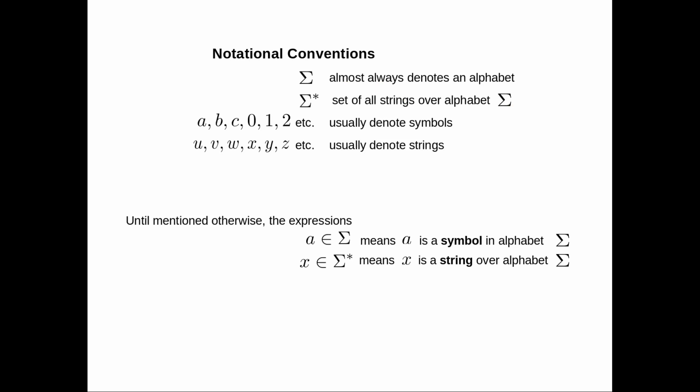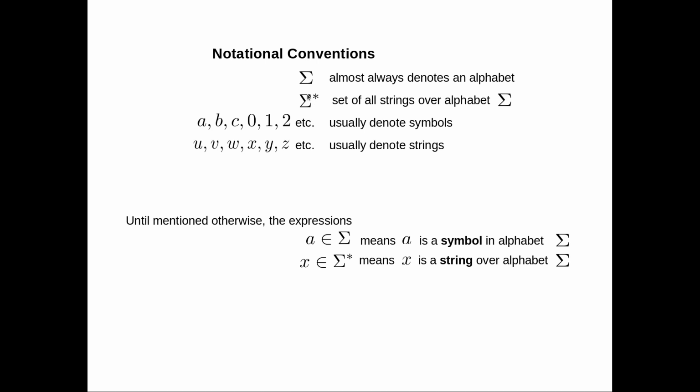So we will use some notational conventions throughout this course. Whenever you see this capital sigma, almost always it means an alphabet. That means this is a non-empty finite set, a set of symbols, right? And this sigma star is the set of all strings over this alphabet sigma. Strings over alphabet sigma means a string constructed out of the symbols which are in sigma. So take all such strings, and that set of all strings will be sigma star.